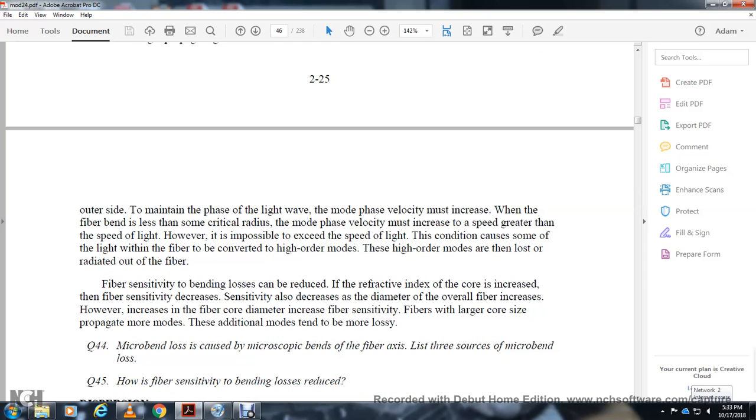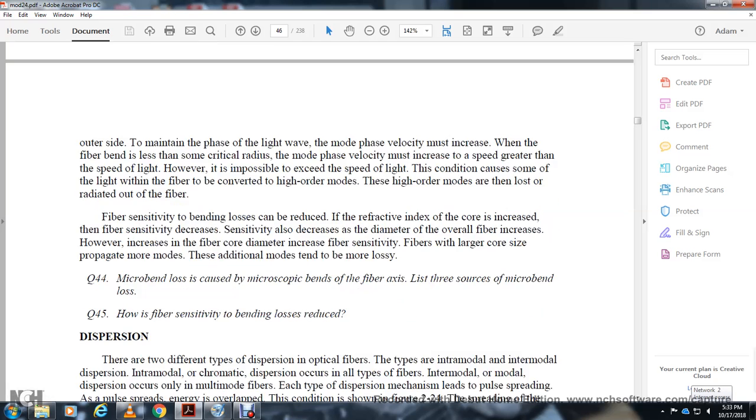Fiber sensitivity to bending can be reduced by increasing the refractive index of the core. As the fiber core diameter increases, the fiber sensitivity increases. A fiber with a large core size propagates more modes, and the additional modes tend to be loosely bound.